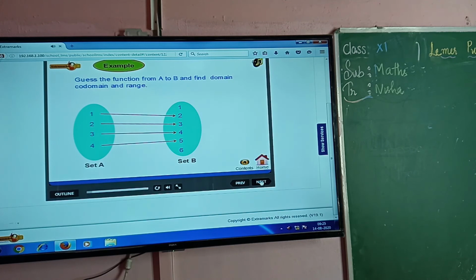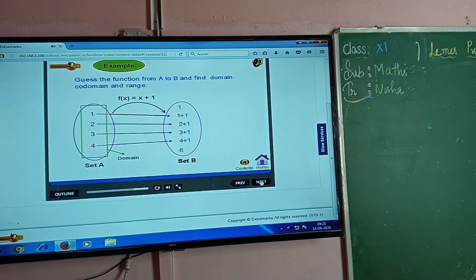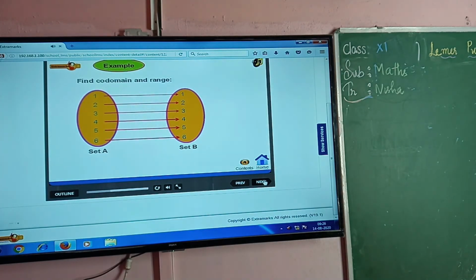Here we find a function from set A to set B, and then we also find its domain, codomain, and range. We observe that the function from set A to set B is defined as f(x) is equal to x plus 1. Domain and codomain of the function are set A and set B respectively. Range of the function is a subset of its codomain, and it consists of elements 2, 3, 4, and 5. Find codomain and range of the given function. Here set B is the codomain as well as range of the given function.